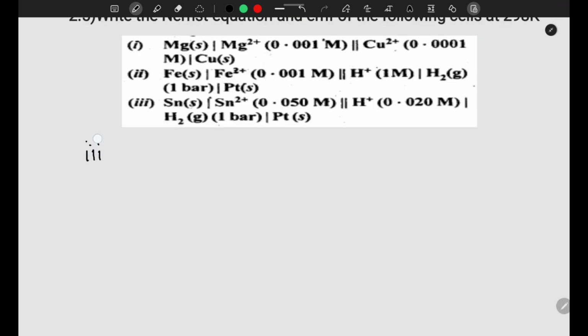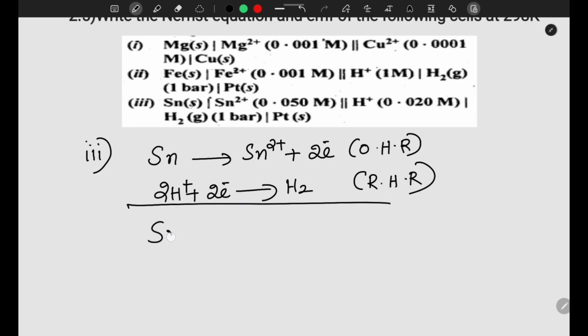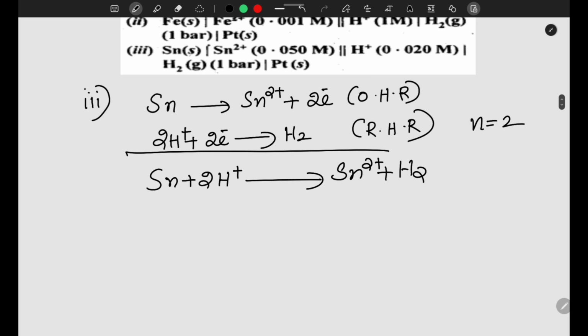Now the third question. Sn is undergoing oxidation and H plus is getting reduced. So Sn gives Sn2 plus 2 electron. That is the oxidation half reaction. It's the anode. And 2H plus 2 electrons gives H2. That is the reduction half reaction. So let us write the overall equation. Sn plus 2H plus gives Sn2 plus H2. Here N equal to 2. And the potential of tin electrode is minus 0.14 volt.